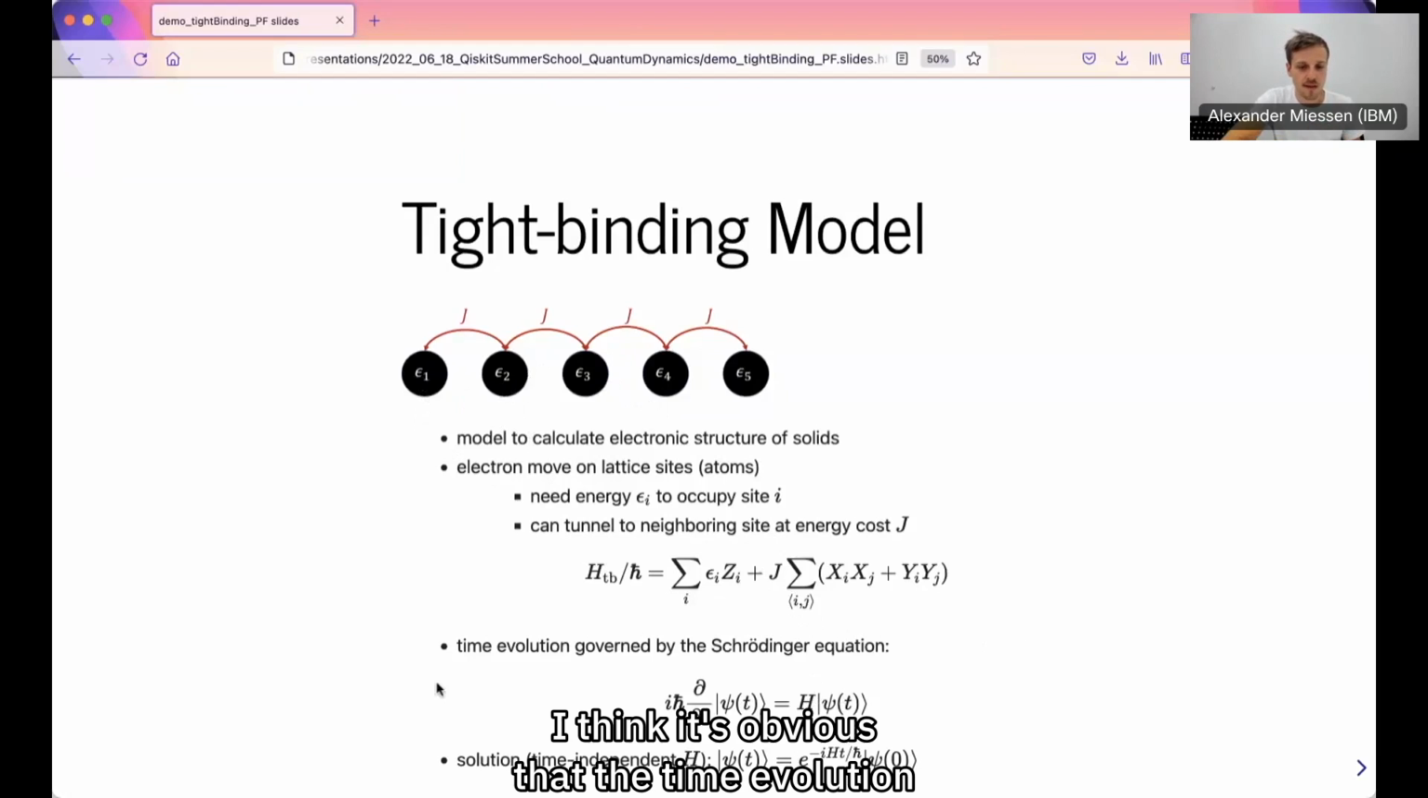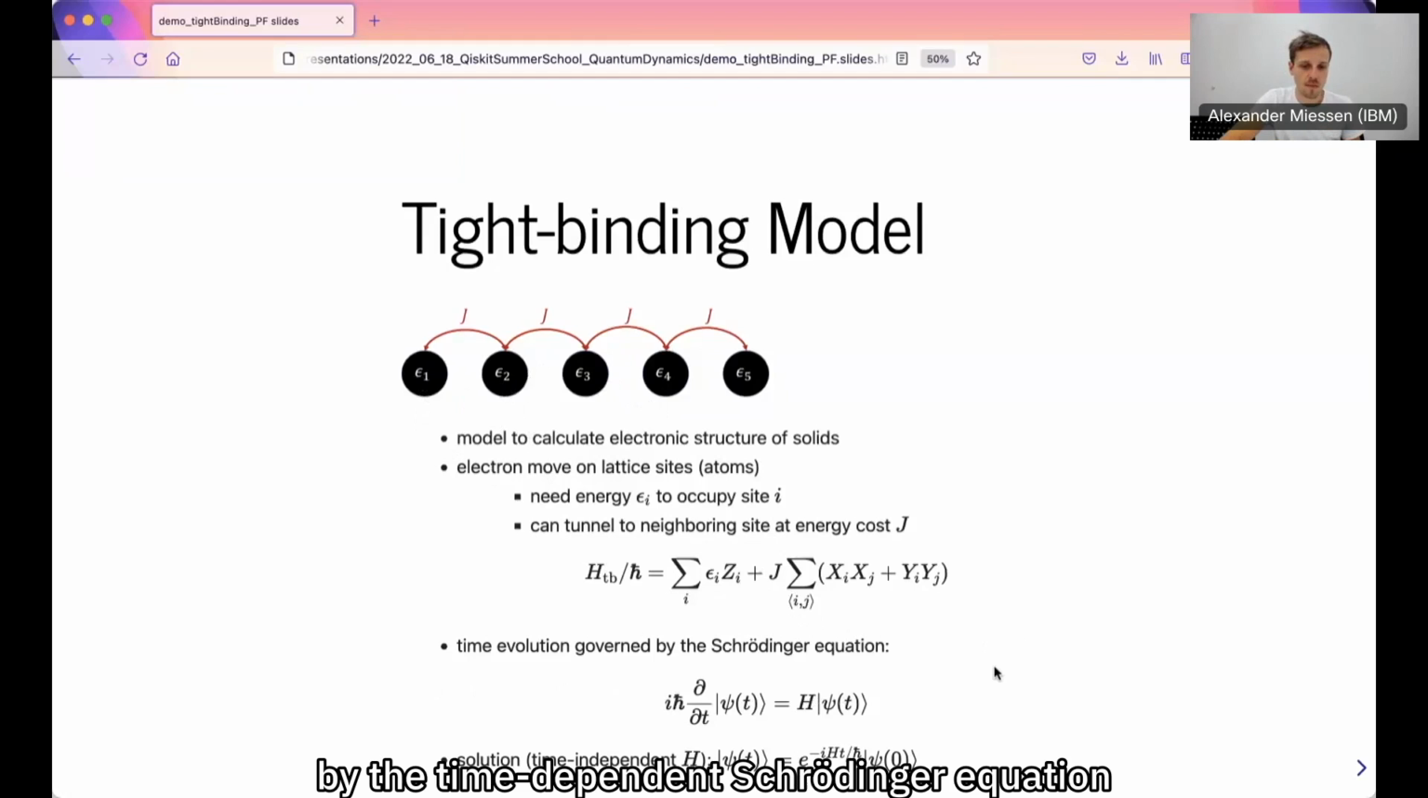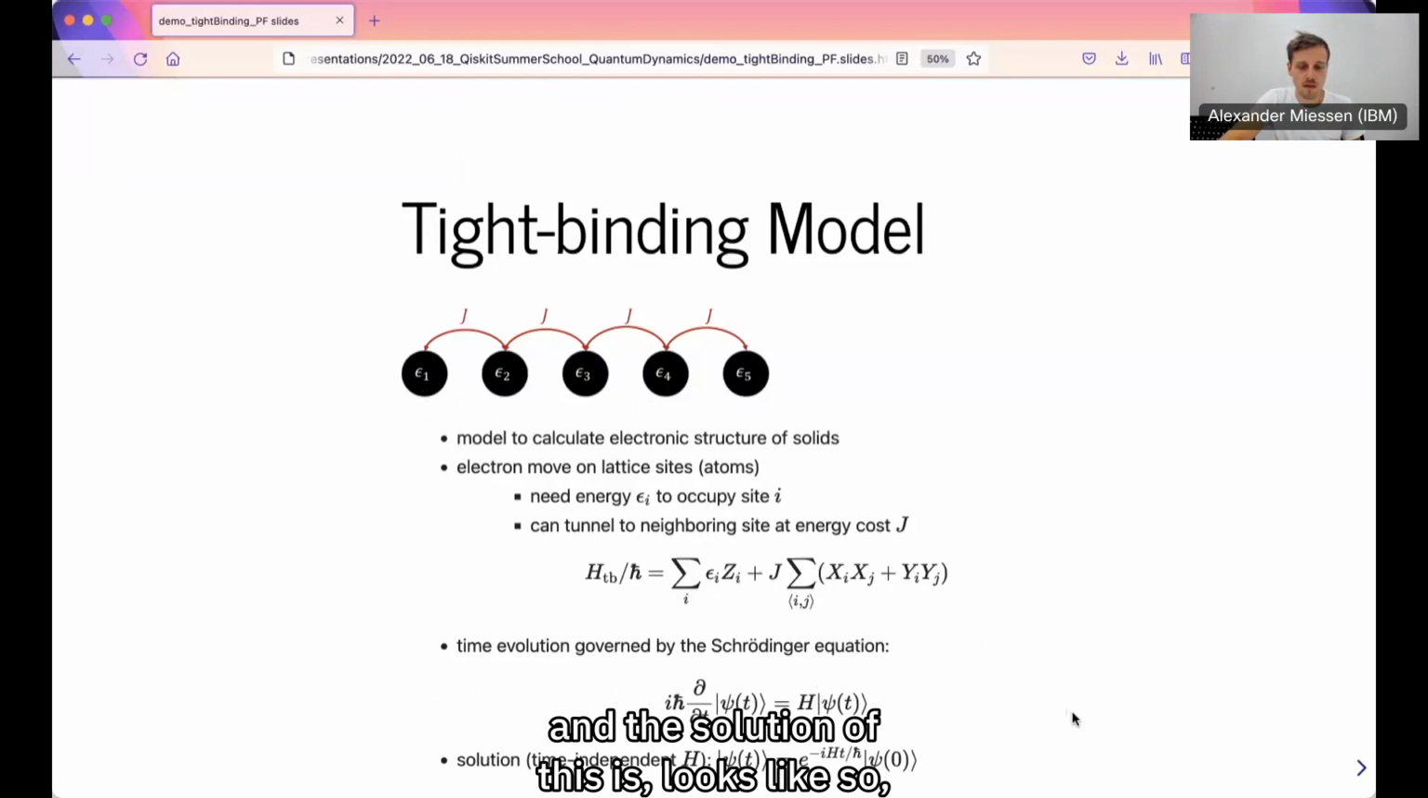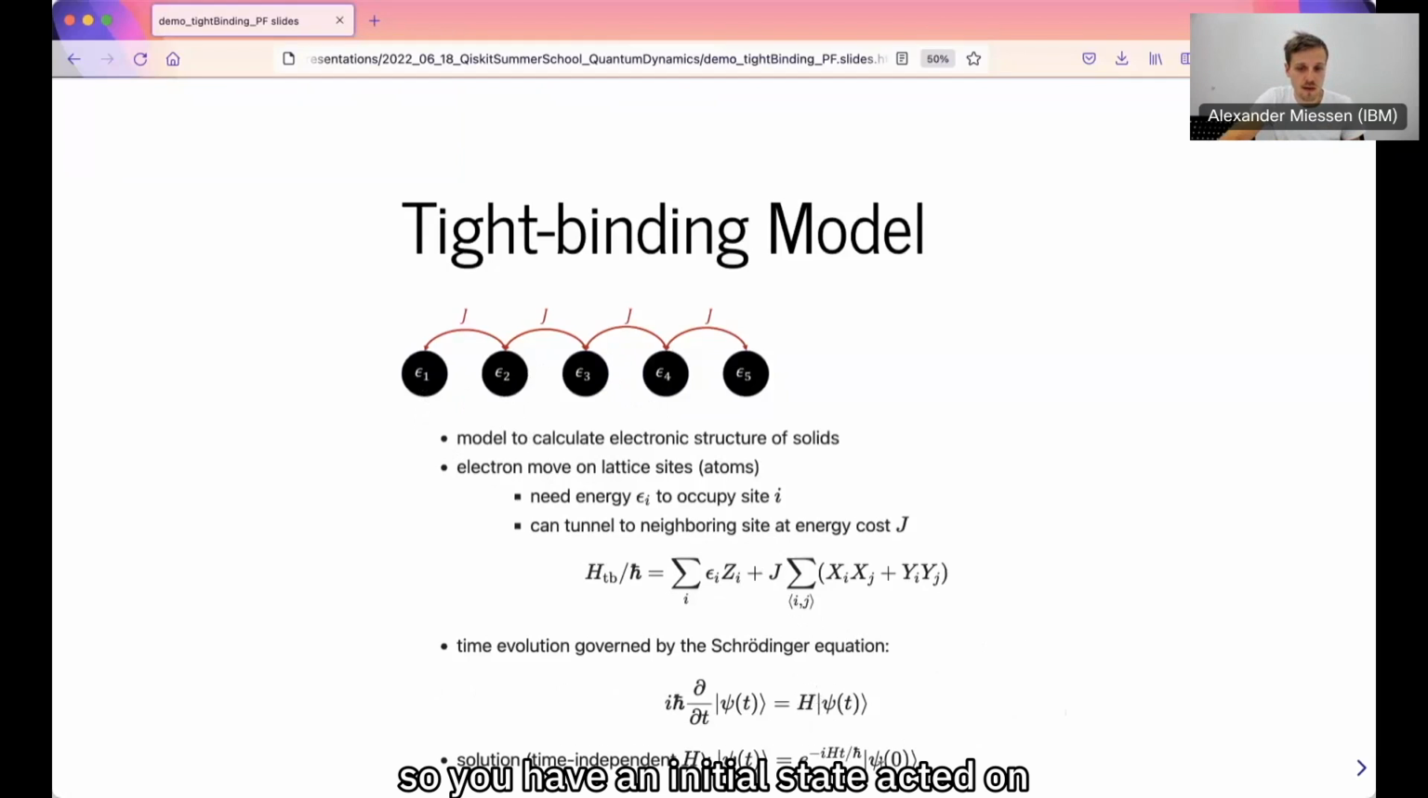So after this lecture, I think it's obvious that the time evolution of this system is governed by the time-dependent Schrödinger equation with this tight binding Hamiltonian. And the solution of this looks like so. You have an initial state acted on by this unitary time evolution operator, and this gives you your state at time t.